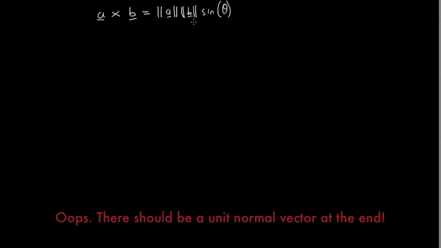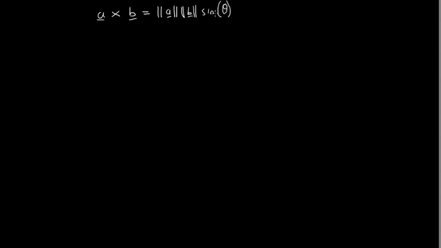Now the cross product is formally defined as the magnitude of a multiplied by the magnitude of b multiplied by the sine of the angle between them. So it's similar to the dot product, but in this case it's a sine instead of a cosine. Now, what does the cross product mean?